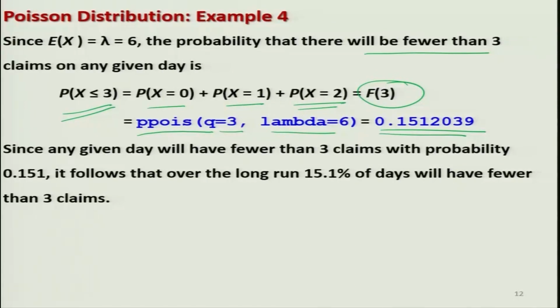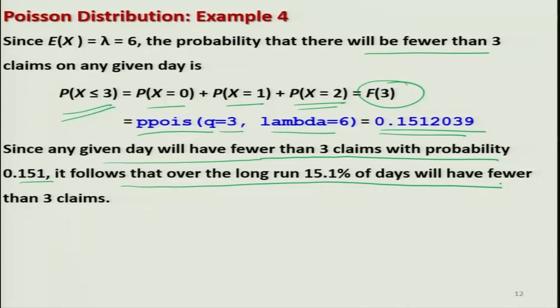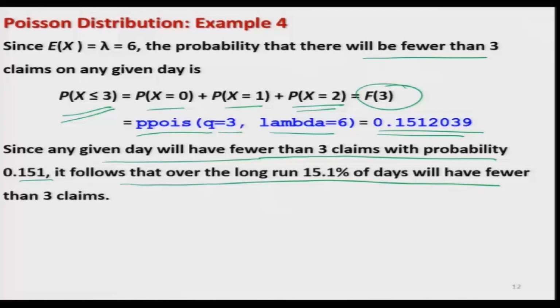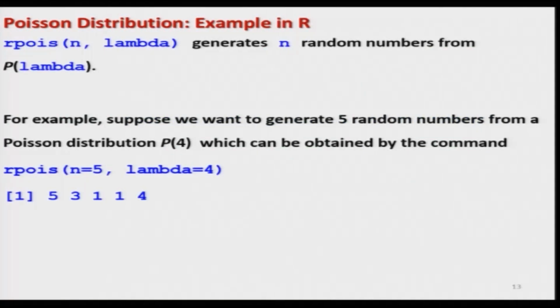So, you can see that computing the CDF and computing different types of probability is very easy. On any given day we will have fewer than 3 claims with probability only 0.151, very close to 15%. So it follows that over the long run 15.1% of days will have fewer than 3 claims. You can see that computing these types of probabilities, CDF etc. is not difficult when you are doing it in the R software.